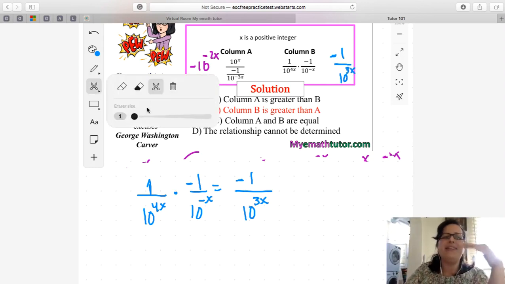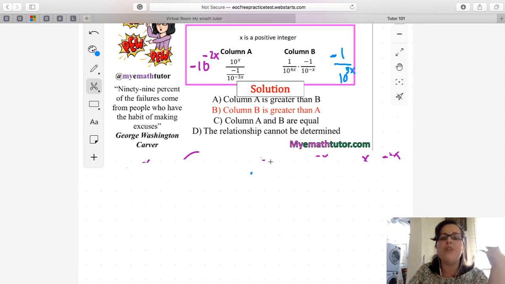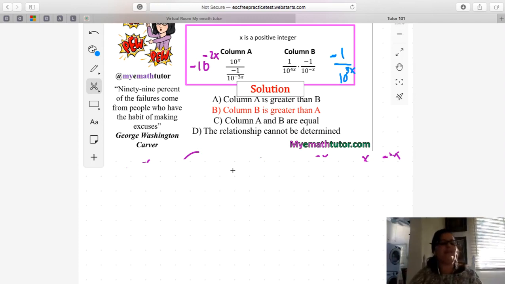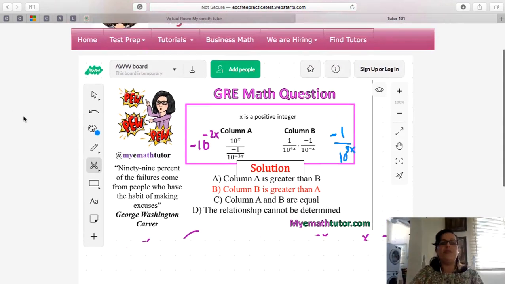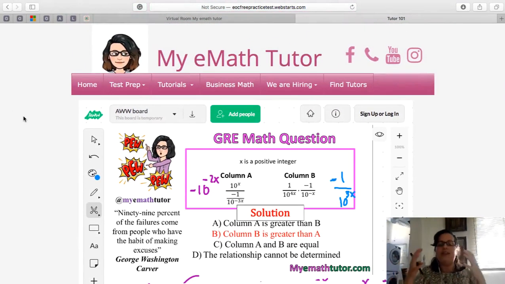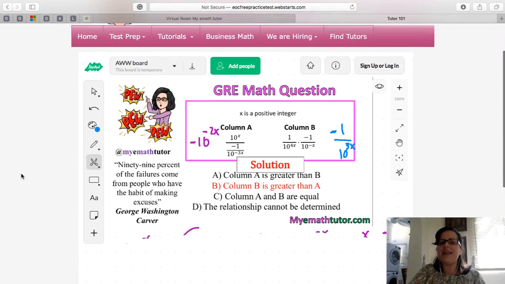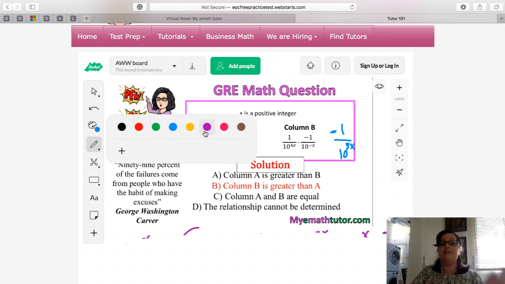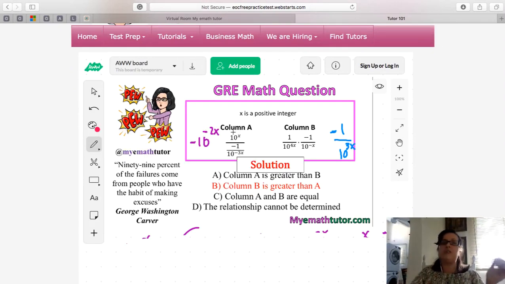Beautiful. Then you have to find out what numbers you can plug in. I look at x as a positive integer, and this is where you have to be very careful because the more they tell you about the variable, the less you're going to be picking the answer D, because I can build a relationship between column A and column B. If x is a positive integer, it's very specific, that could be 1, 2, 3. Very important: 0 is not a positive integer. 0 is an even integer. So this is where they're trying to trick you.